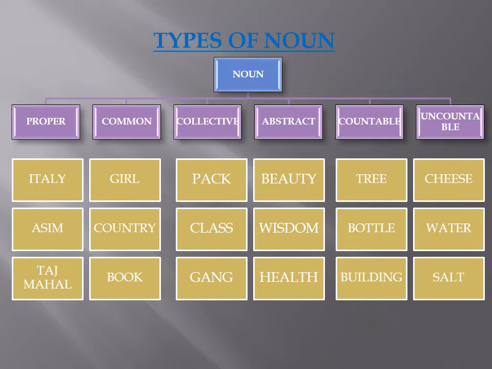Abstract noun. Abstract means something that cannot be touched, seen or held. It can only be felt. So those feelings are called abstract noun: beauty, wisdom, health. Countable noun, as the name suggests, those numbers of things or places or people or animals that can be counted are called countable noun. And opposite to that is the uncountable noun. The things, animals, places or persons that cannot be counted are called uncountable noun.